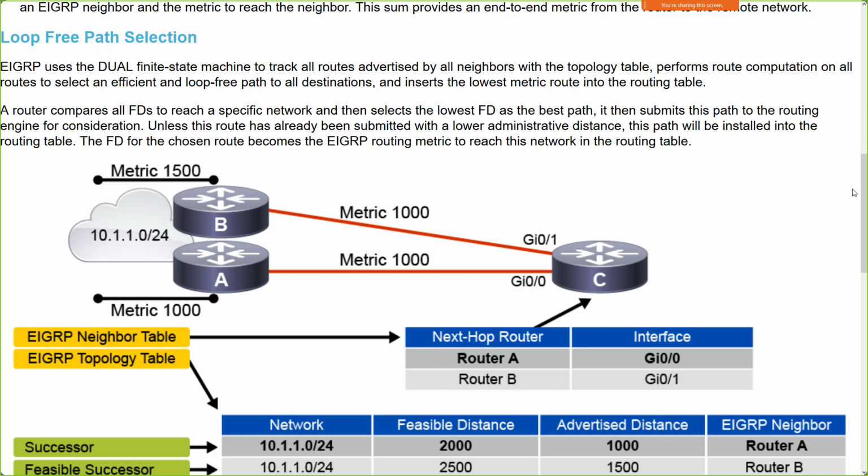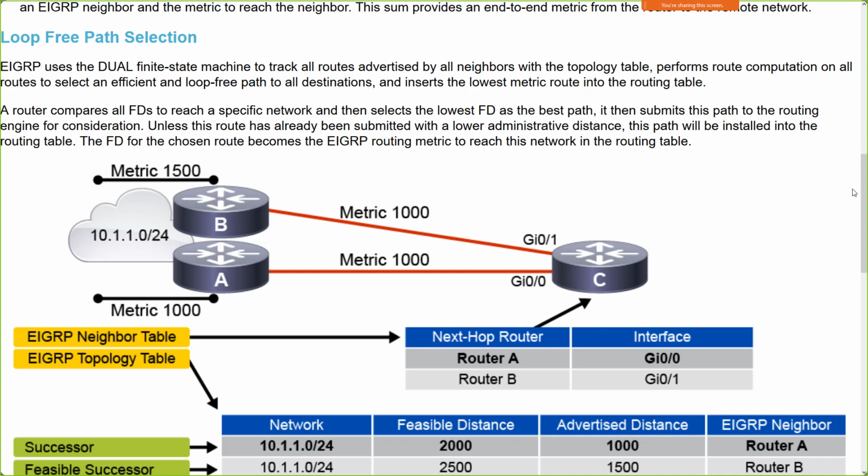So I build my adjacencies, that goes into my neighbor table. Based on that, I learn information from my neighbors, that goes into my topology table. And then I extract from the topology table the routes that I choose to use, which become my successor routes, and that goes into the global routing table. Makes sense. That's kind of the progression, if you will, of how everything works within EIGRP.